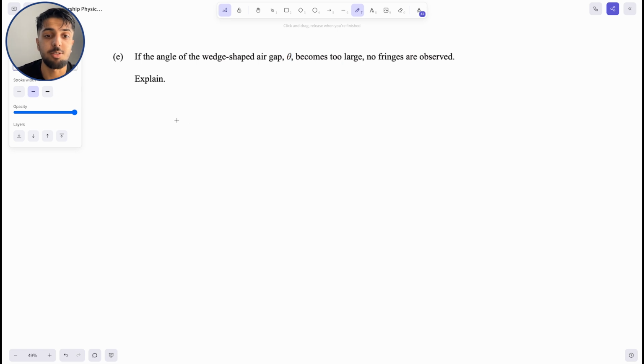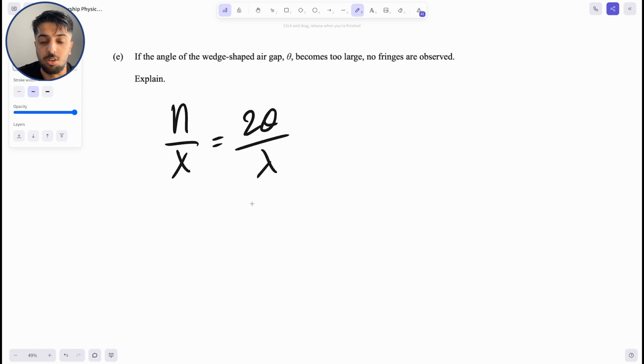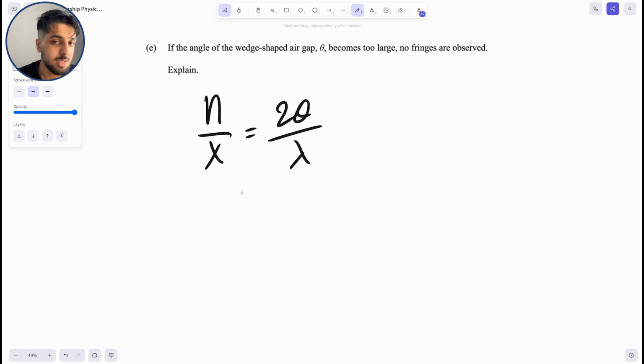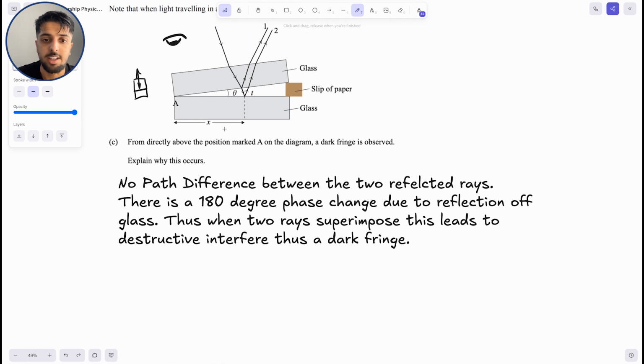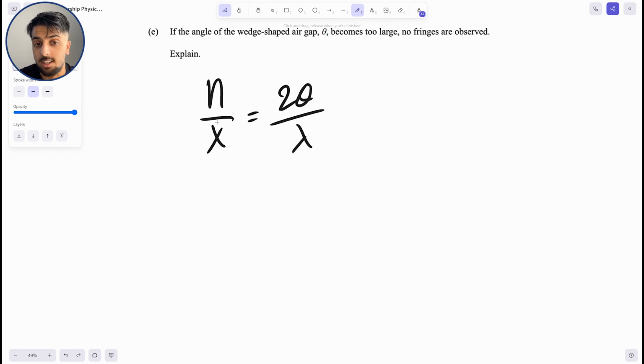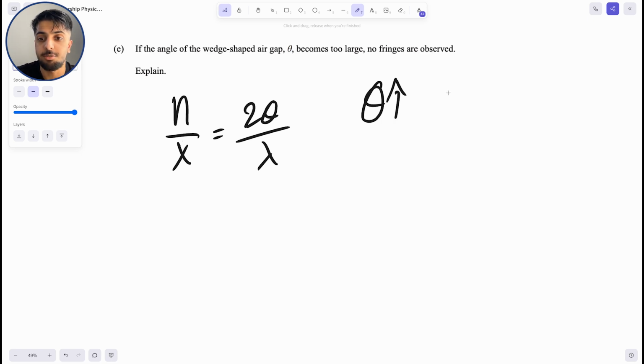Okay, so we have our equation, which we formed in the last question, where n over x is equal to 2 theta all over our wavelength. So that means if our angle increases, our wavelength hasn't increased, it hasn't said that, nor has our x, this distance right here, right? It hasn't stated that as well. So the only thing that can increase is n, which is the number of fringes. So if our angle increases, therefore the number of fringes will also increase. So if the number of fringes increases, why can no fringes be observed?